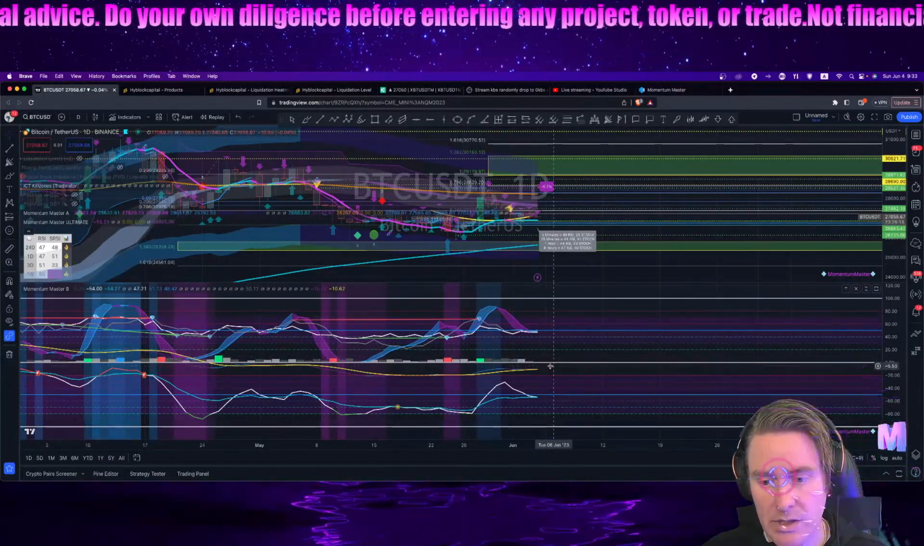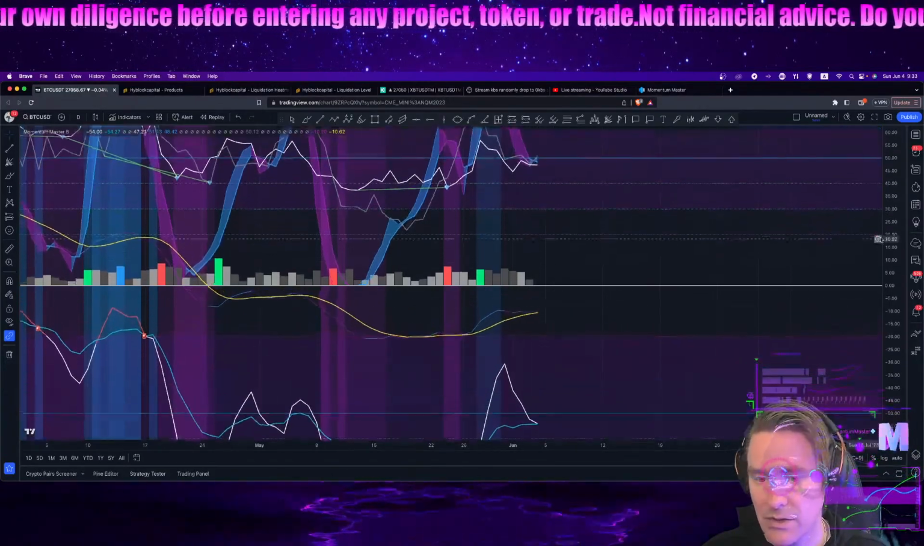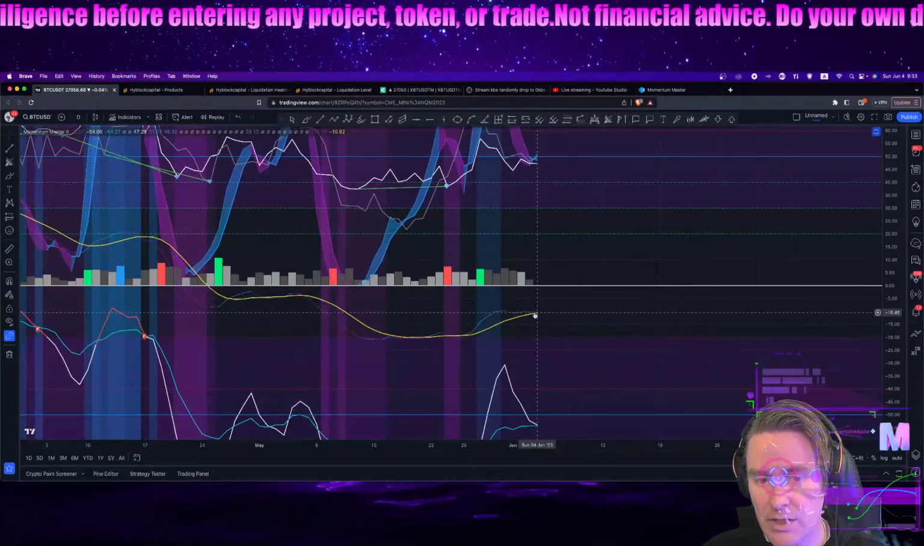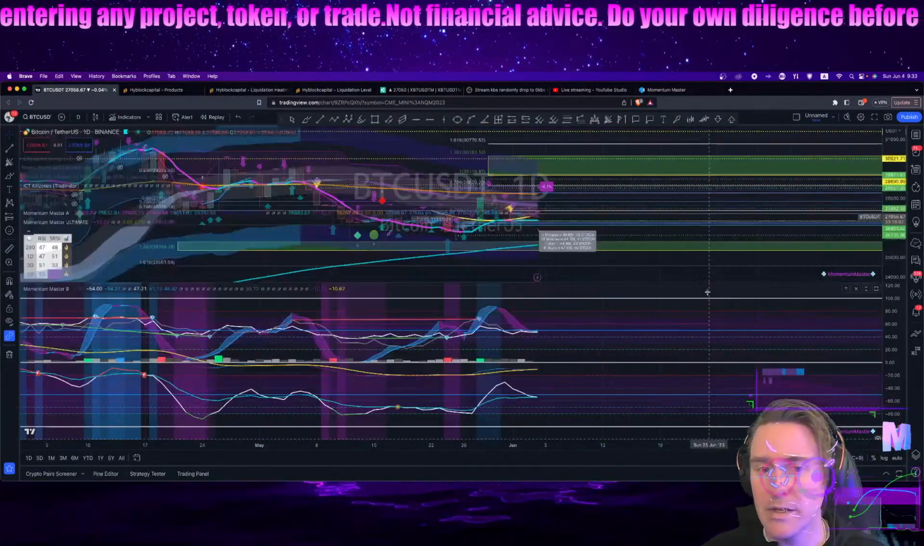So we're still in that zone, but it is on the precipice, so this could be something to alert yourself to on the daily time frame.